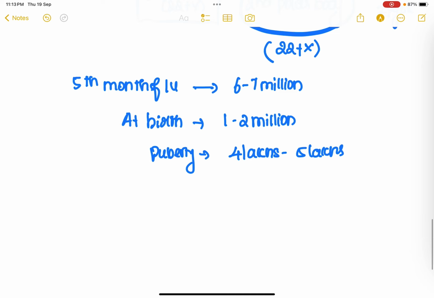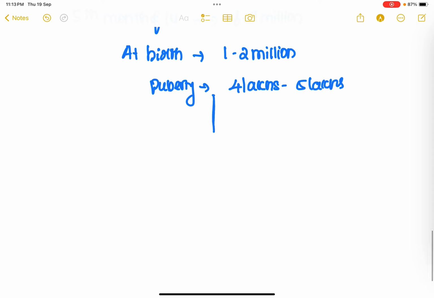So as we are seeing, there is only a definite amount of follicles present, and these are getting depleted throughout the cycle of a female. So at 5th month it is going to be 6 to 7 million, at birth it is going to be 1 to 2 million, at puberty it is going to be 4 lakhs to 5 lakhs. So throughout the life of a female, the number of follicles is actually going to get depleted.